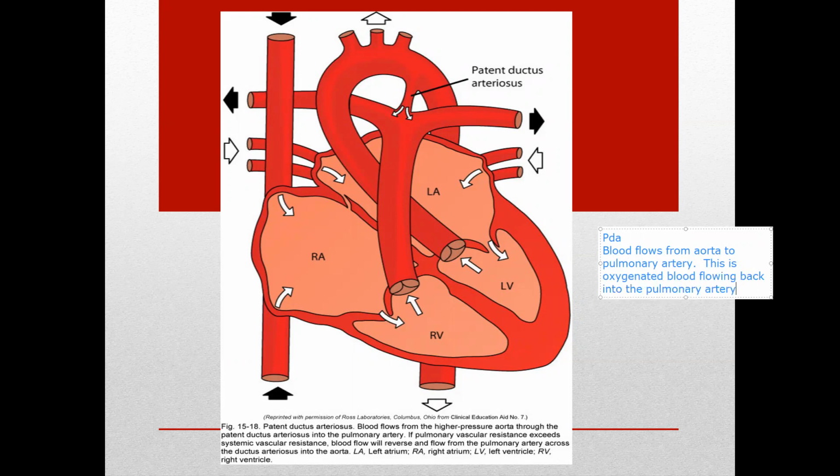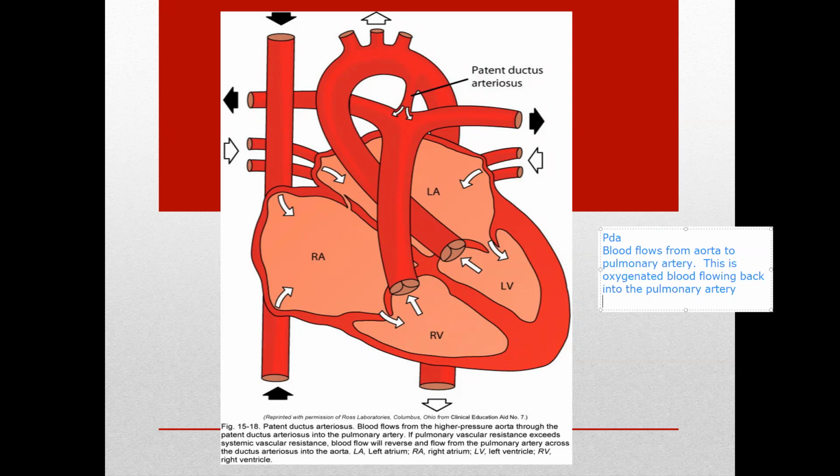All right, so that's PDA, blood flows from the aorta to the pulmonary artery. It's oxygenated blood flowing back into the pulmonary artery. And then say what you were saying earlier.